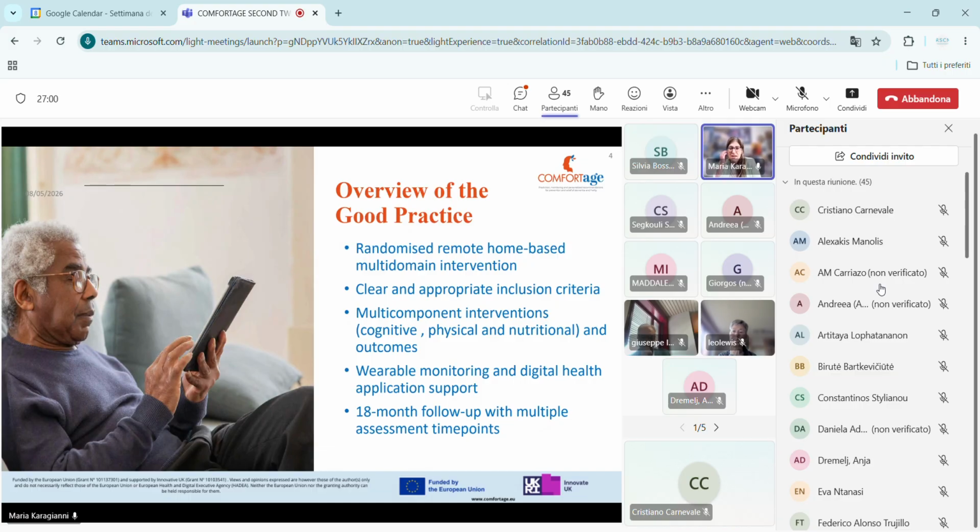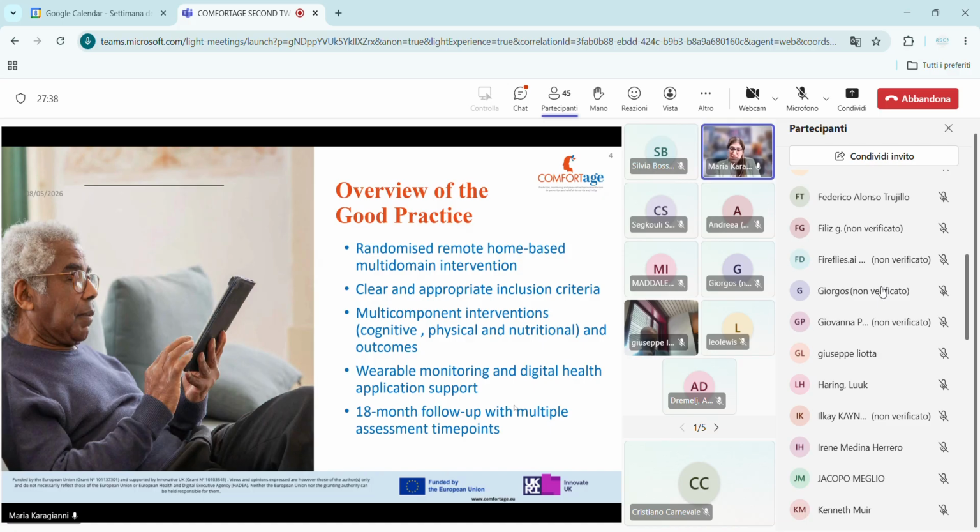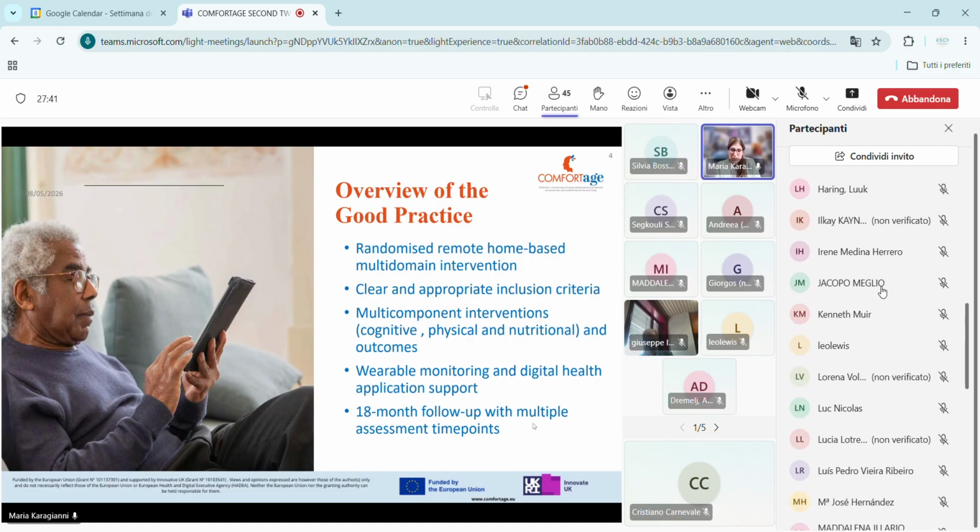We made the criteria clear in order to specify who we want to include in the study. It is a multi-component intervention with cognitive, physical, and nutritional components, and these are also the outcomes that we want to measure. There are wearable monitoring and digital health applications that support this data. So it's not only the measurements or the subjective reports. We have data about their behavioral status, and we follow them for 18 months. And we have follow-ups that help in these assessments at multiple time points.